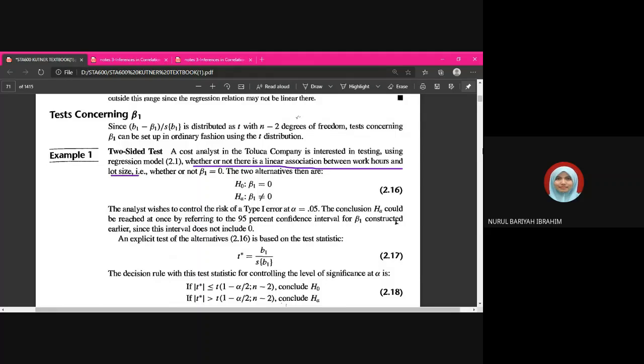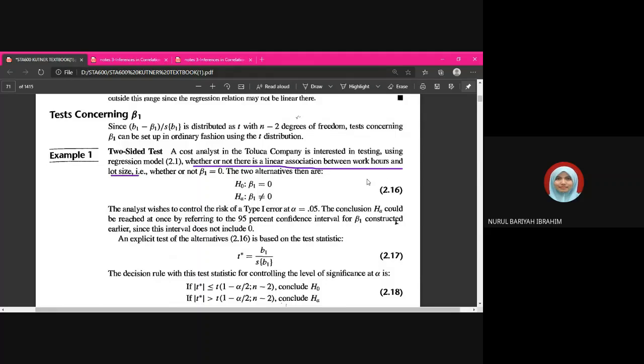Why is that? Because when the slope is 0, there is no slope. It means there will be just a horizontal line. So from there we can say that there is no linear association between Y and X.